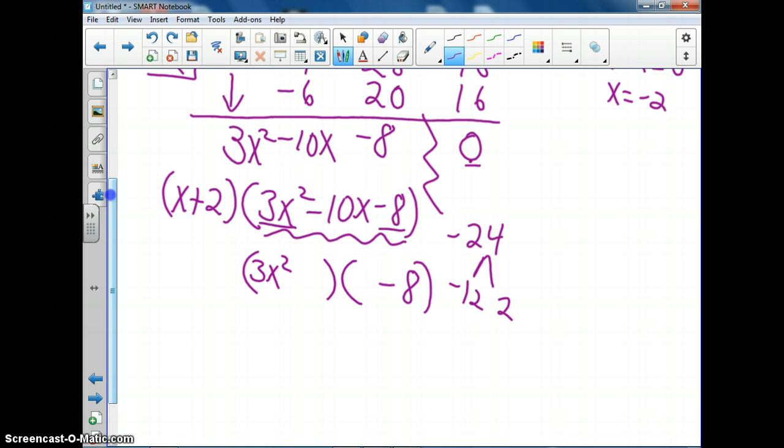Now tell me about your split. Negative 12 and 2 or 2 and negative 12? Negative 12 and 2. Negative 12x, 2x. There you go, that's right. See, all this stuff you just finished doing, great for homework.